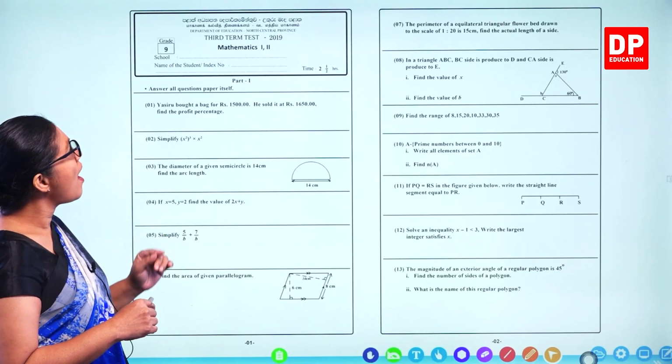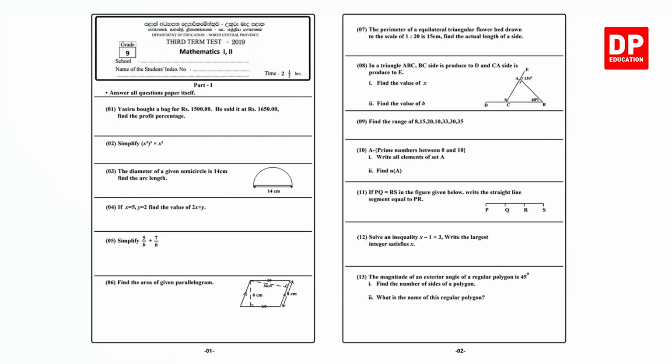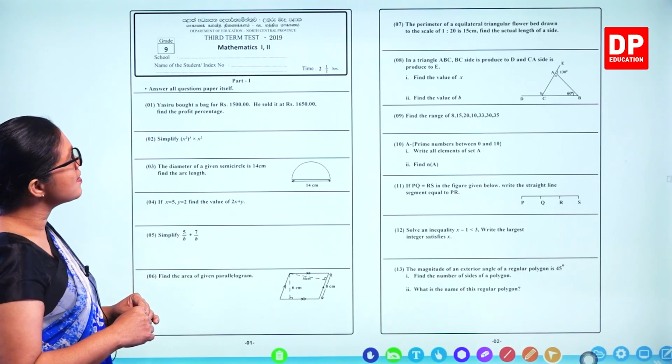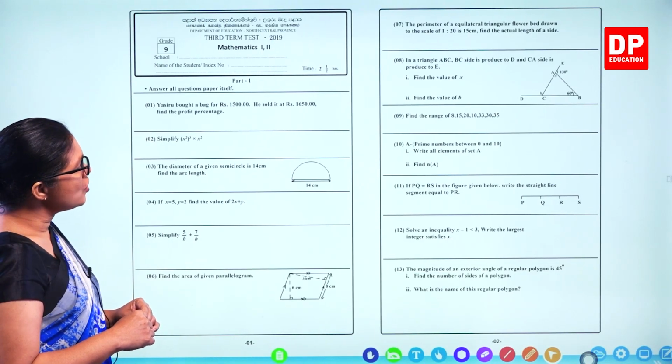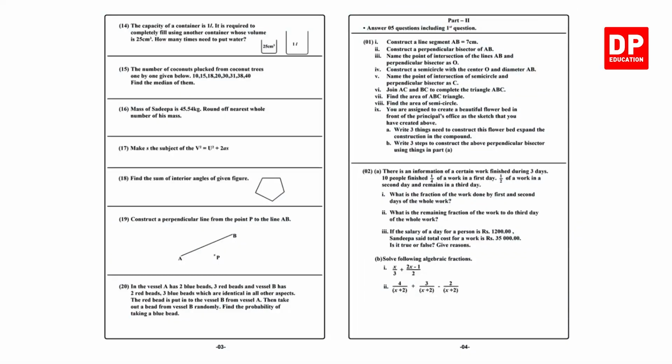So this is a 2.5 hours paper. You get two parts. Part 1, you get 20 questions. Each question is worth 2 marks. So you can try the first page, questions 1 to 6, the second page, 7 to 13, and the third page, questions 14 to 20, and then you get part 2.